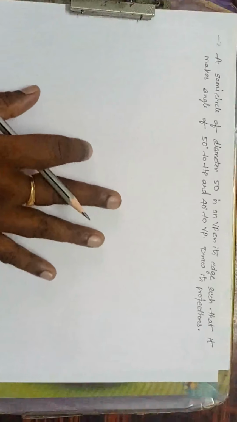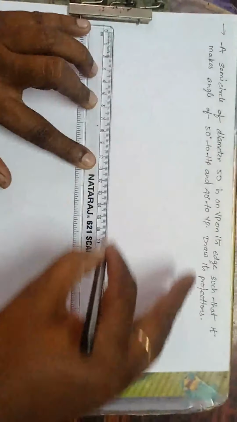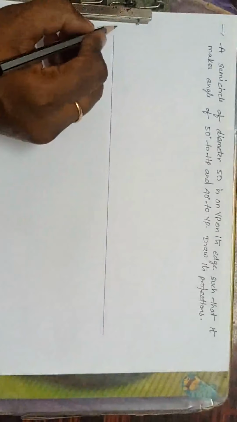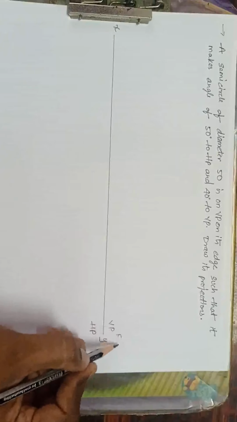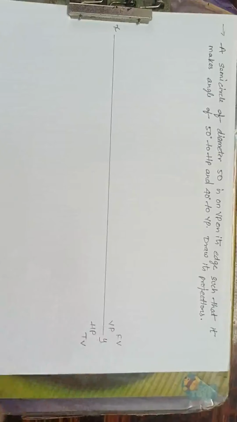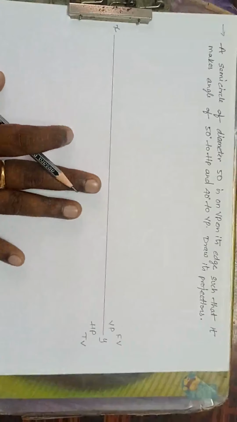Let us come to the next question. There is a last question, that is the semicircle. If he has given the semicircle, what to do? First, draw the XY line. This is X, this is Y, this is HP, this is VP, this is front view, this is top view. Done. He has not given any gap, no need to draw the gaps.